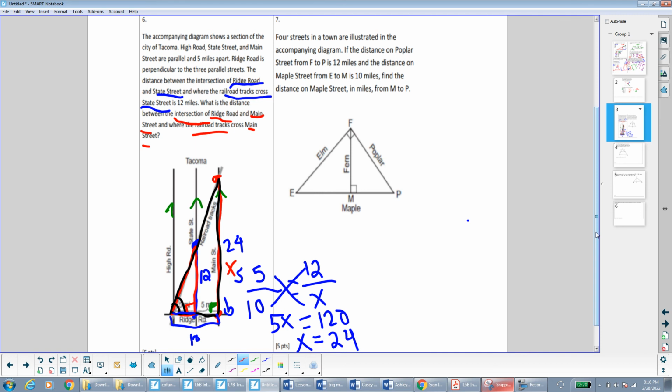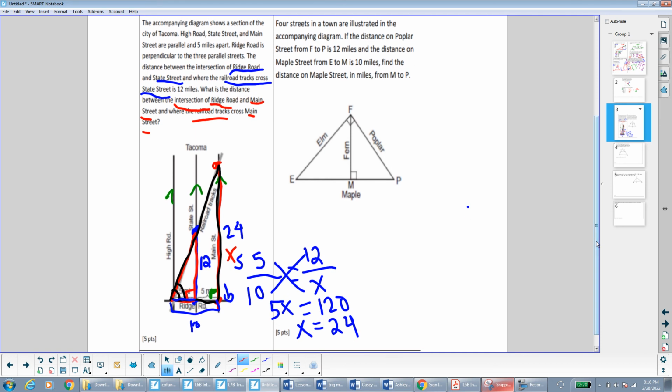Okay. Number 7. Four streets in a town are illustrated in the accompanying diagram. If the distance on Poplar Street from F to P is 12 miles, and the distance on Maple Street from E to M is 10 miles, find the distance on Maple Street from M to P. So that's what we're finding.